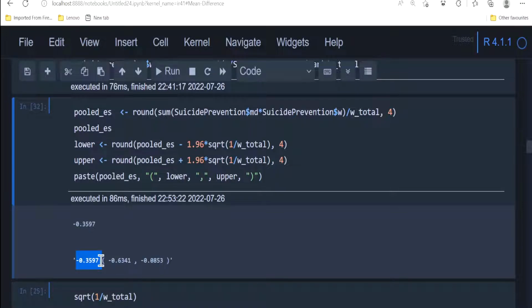The mean difference is minus 0.3597, and your confidence interval is between minus 0.6341 and minus 0.0853.